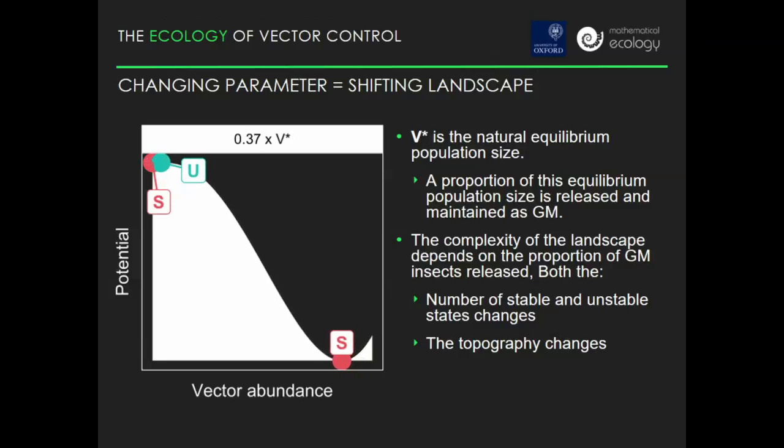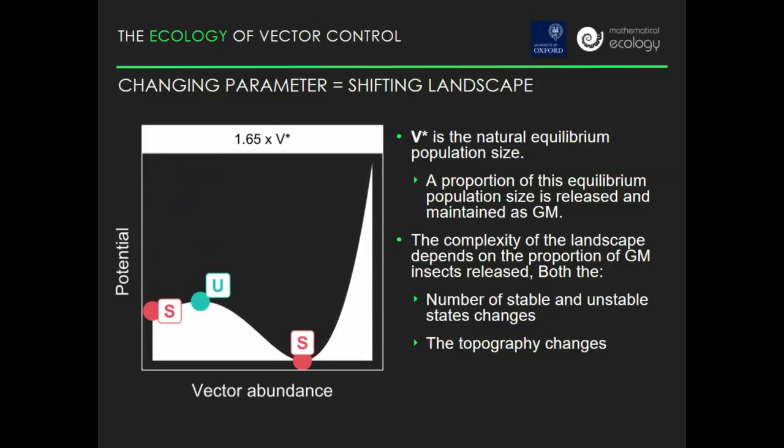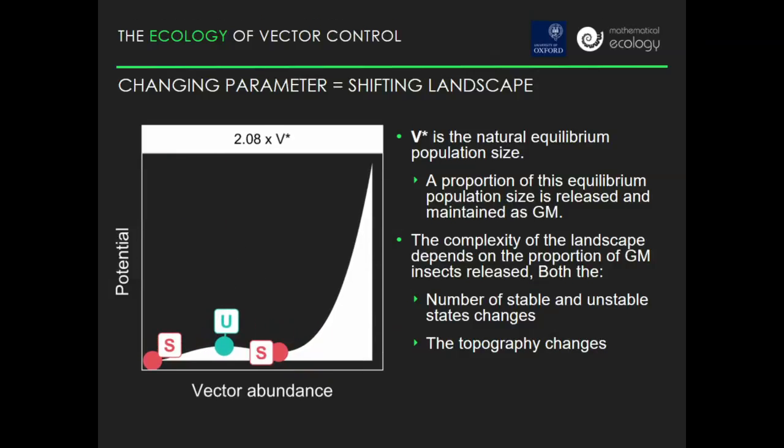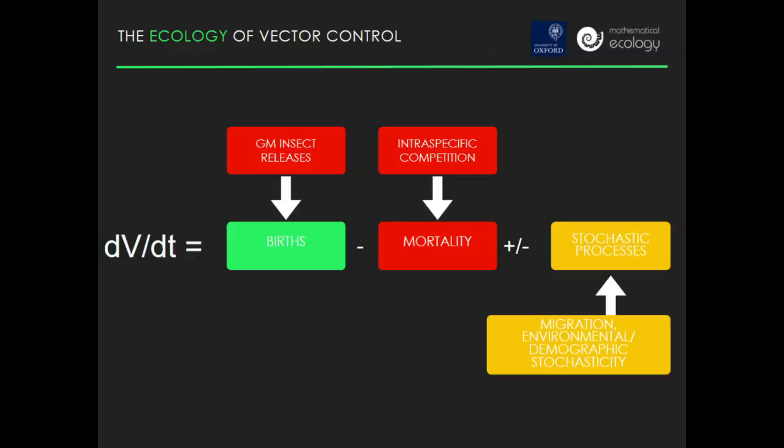And so what this got us thinking was, for any given release, you're creating a different landscape of stability, a different ecological stability landscape. And we thought, well, that's quite interesting. Then we thought, for any given surface that you create by releasing these GM insects and creating these new surfaces of stability, how would the current ecosystem state that we could represent as a ball change according to stochastic processes?